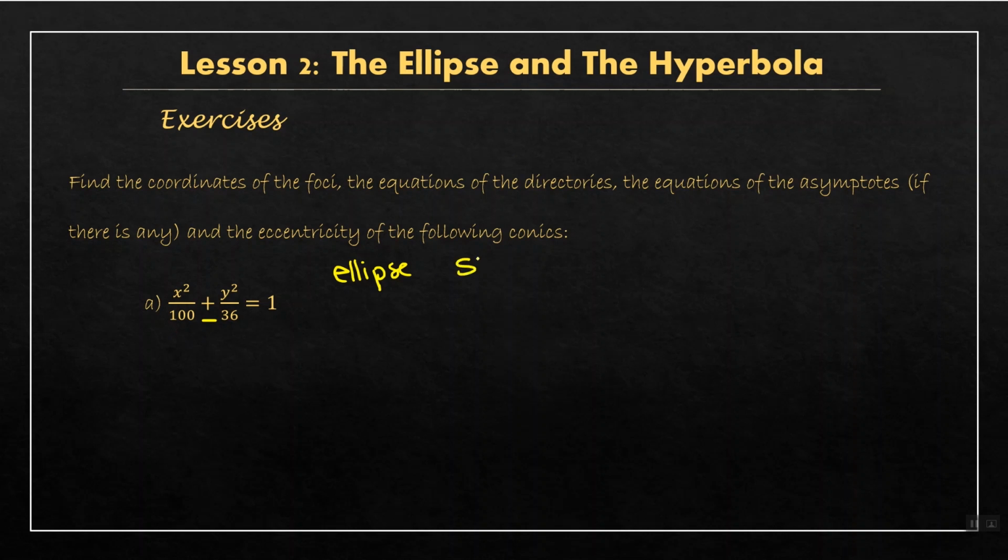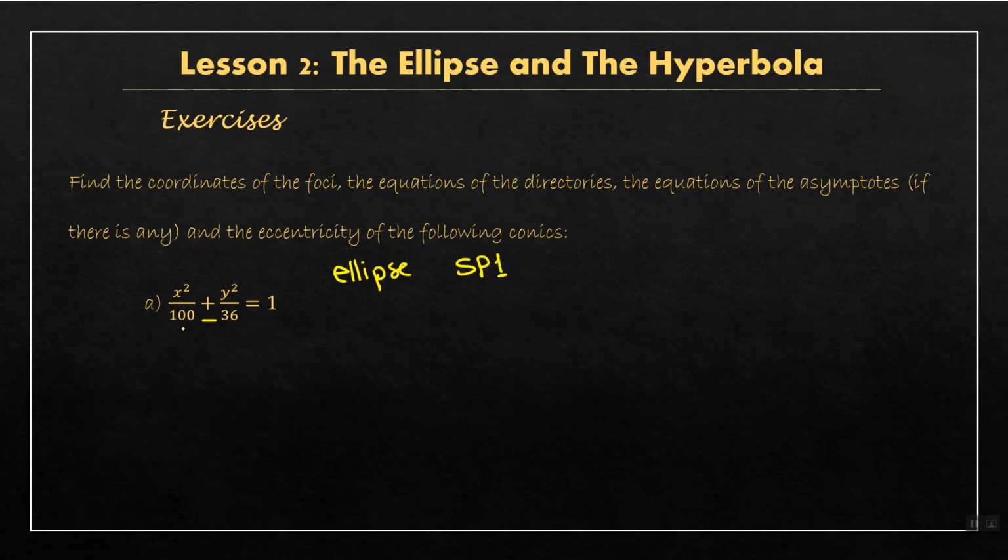We can see for sure that this is SP1. Why? Not because it starts with x, no. Because x squared is over the bigger number. Notice that this is plus. They can trick you. They can put y squared over 36 at the beginning and x squared over 100 at the end. So the reason is not because it starts with x. The reason is because x squared is over the bigger number.